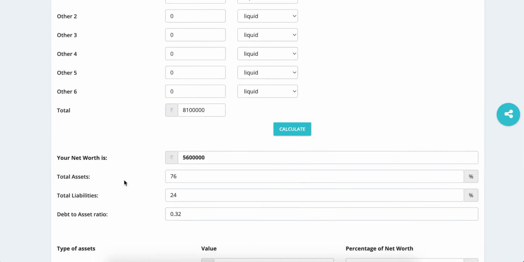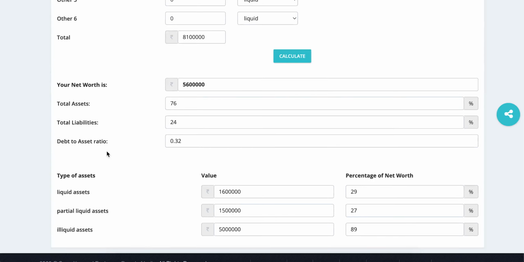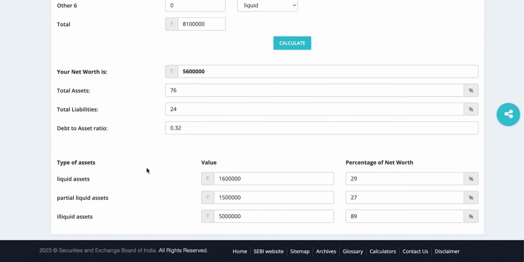It will tell you the total assets that you have, the total liabilities, and what is the debt to assets ratio. And it will tell you how much of your assets are liquid, how much of it is partially liquid, and how much of it is illiquid.